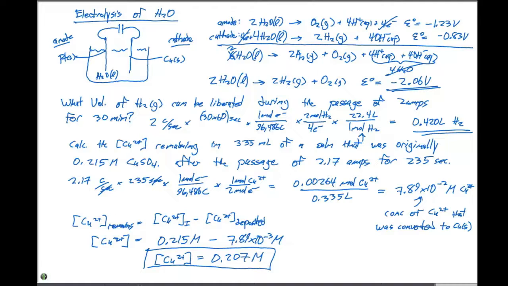Yep, question? Was it 10 to the minus 2 or 3 up there? It should be 7.89 times 10 to the minus 3. Yeah. So if you do the math properly, that's what you get. And then when you subtract that, you get this value.